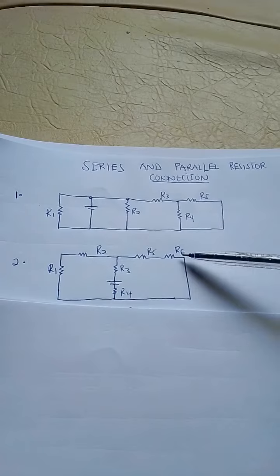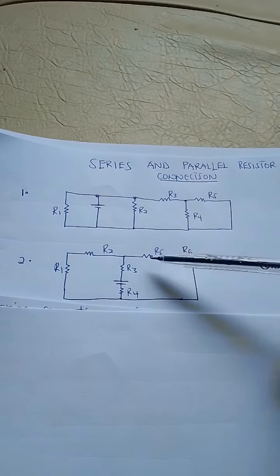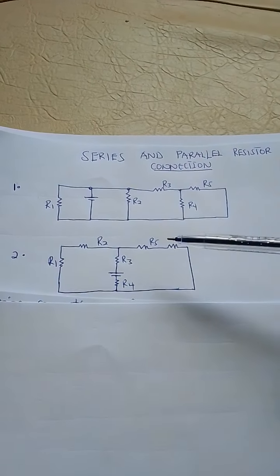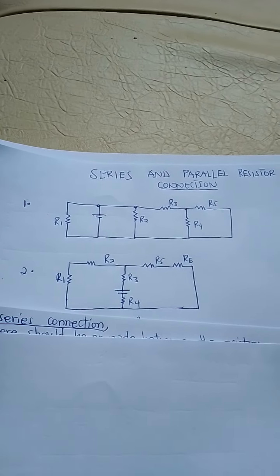Now, let's see R5 and R6. R5 and R6 are also said to be in series, since there is no node between them. Now let's see our third example.